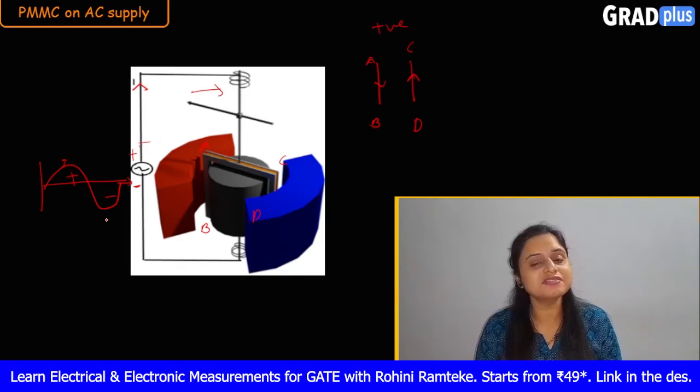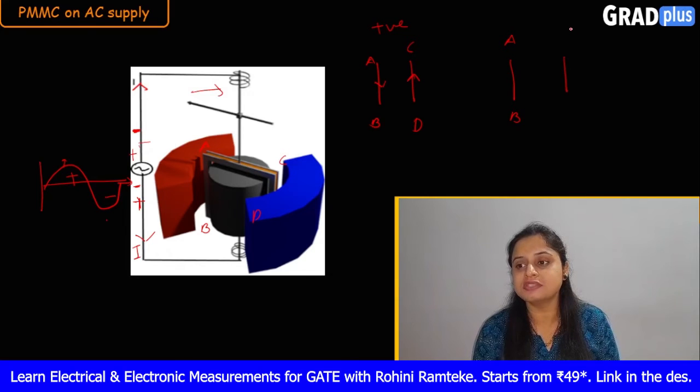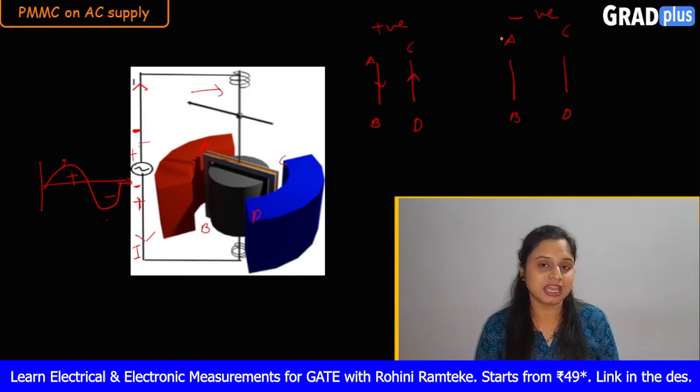Fine. Now let us see what is happening when the negative cycle will appear. When this negative cycle will appear, automatically the supply polarities will change. That means now this terminal becomes more positive and this terminal becomes negative. So the current which is flowing, now the current is flowing in this downward direction. The direction of this current will change. So what is happening for these arms, that is the moving coil arms, that is A, B, C and D, for the negative half cycle.